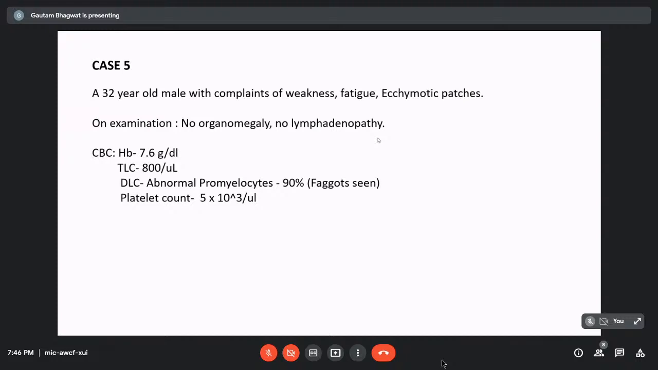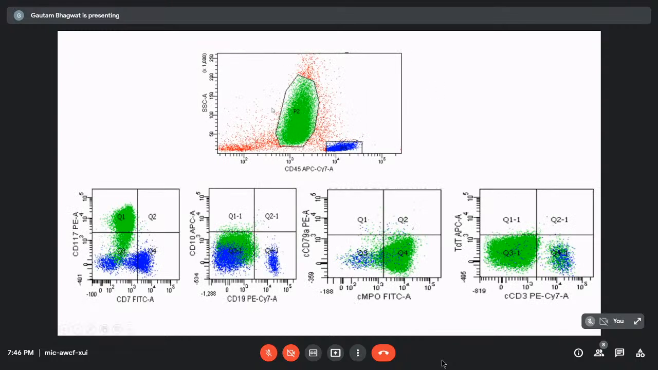Coming to the next case, a 32-year-old male complains of weakness, fatigue, ecchymotic patches. Now here you would see that the total count is very less, but whatever we have are the abnormal promyelocytes, 90%. We can see the faggot cells, multiple Auer rods crisscrossing, present in the cytoplasm of these blasts. Now, as I had mentioned, we get a teardrop cell-like pattern. So these are our cells of interest.